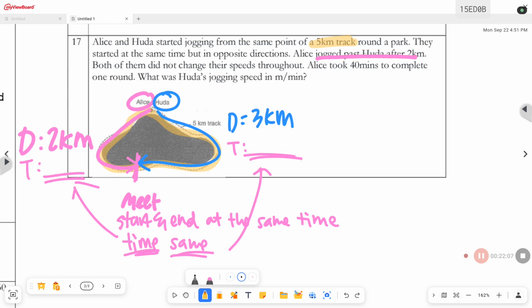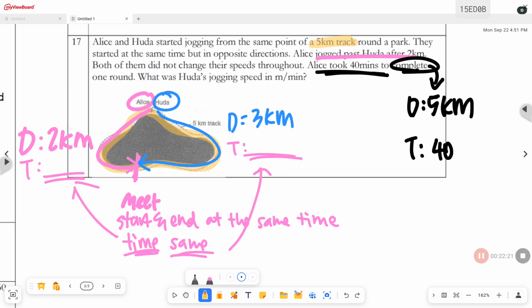Okay? So after that, they tell me more information about Alice. What is the information they tell me about Alice? They tell me that Alice took 40 minutes to complete one round. Complete one round means the whole distance is going to be 5 km, and the time she took is 40 minutes. So we continue reading the question.